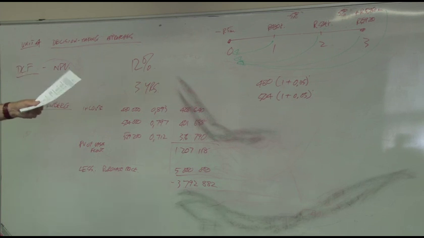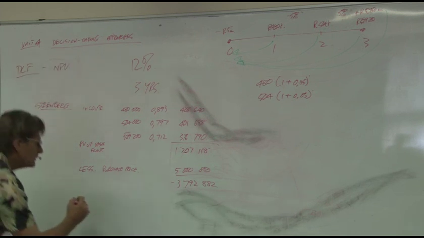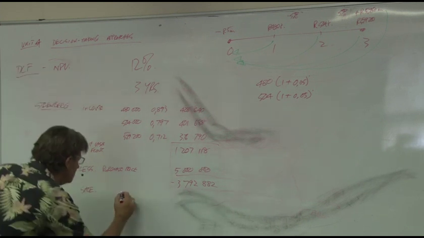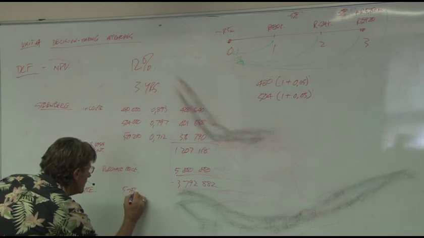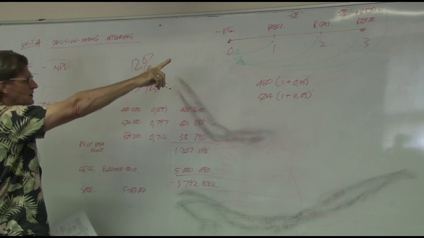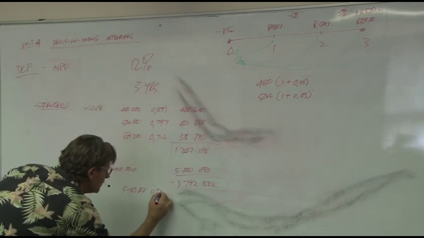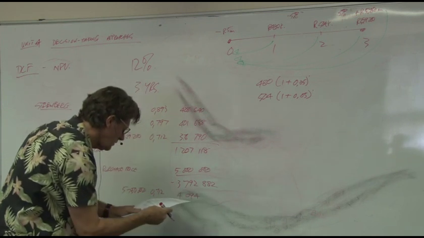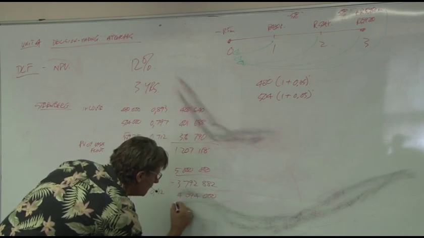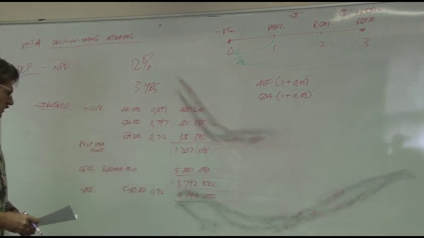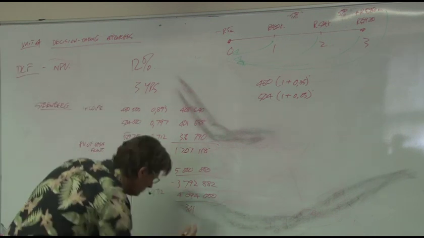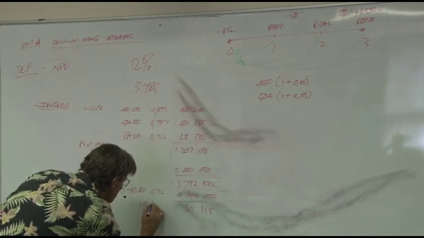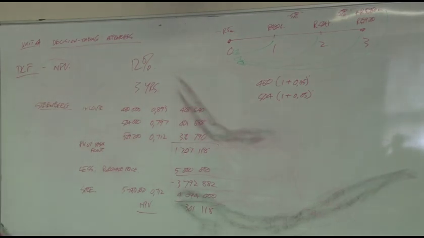And then, of course, the very last thing we have to do is the sale of the property. So the sale of the property is 5750. And remember, it's a 3-year discount factor, 712. And that's equal to 4,094,000. And your result is 301,118. And that is your net present value for that property, which is Steenberg.